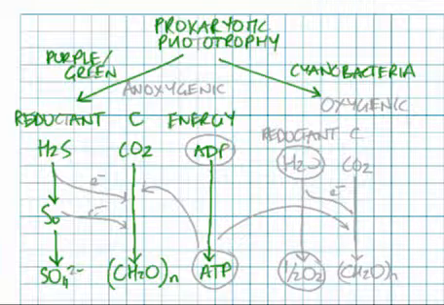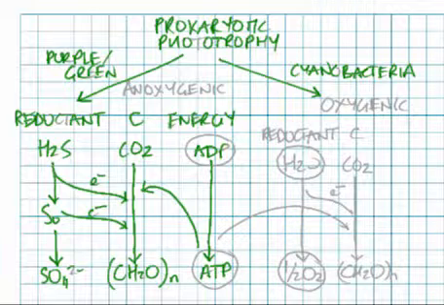So let's come back over to our reductant. So we're going to take our electrons, and we're going to use those electrons, for example, from hydrogen sulfide to reduce our carbon dioxide, or we could take our electrons from elemental sulfur and use those to reduce our carbon dioxide. And then we're going to drive all of this using the energy from ATP. So what's going on over here with cyanobacteria?